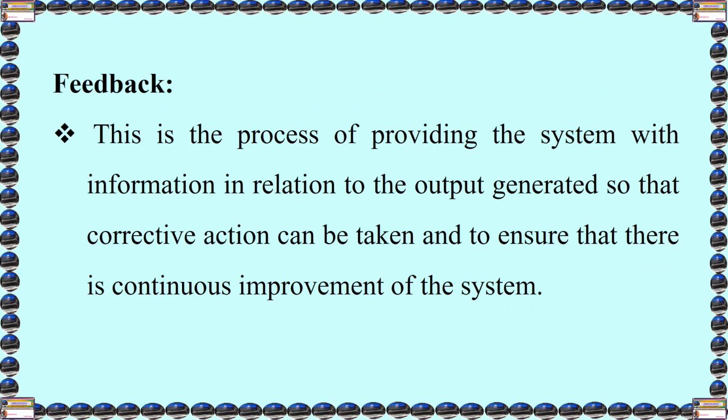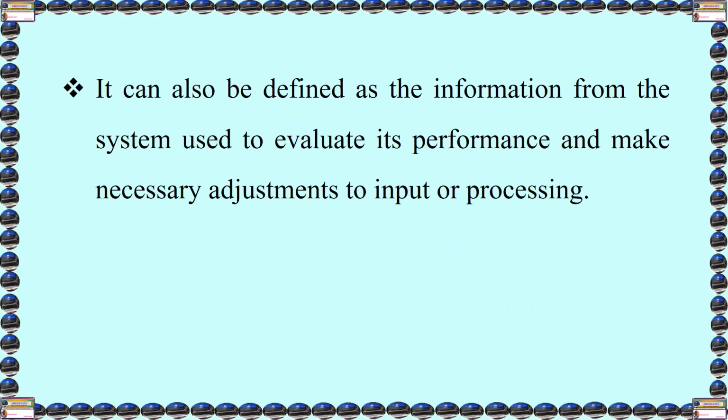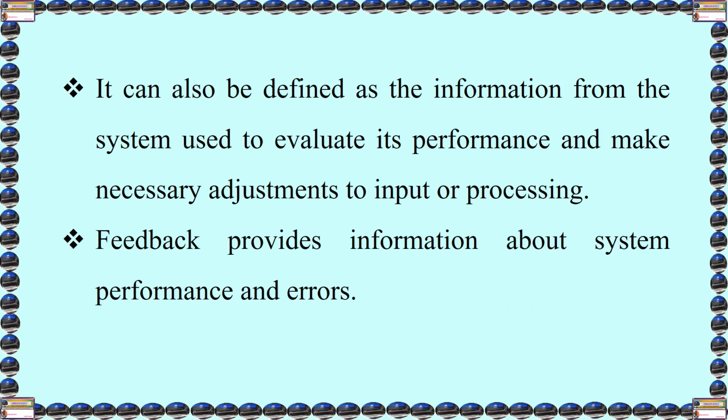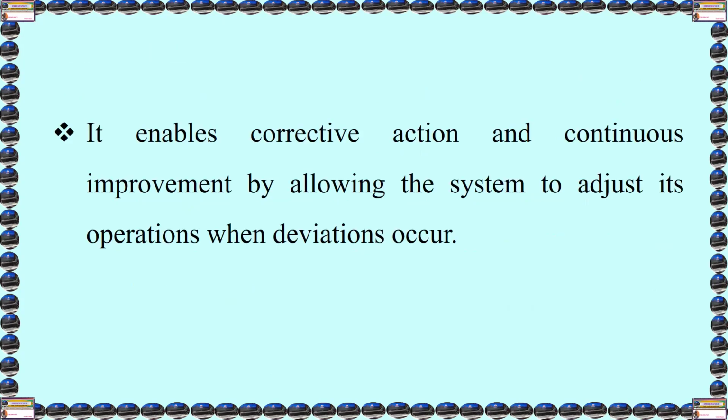What about the feedback? This is the process of providing the system with information in relation to the output generated so that corrective action can be taken and to ensure that there is continuous improvement of the system. It can also be defined as the information from the system used to evaluate its performance and make necessary adjustments to input or processing. The feedback provides information about system performance and errors. It enables corrective action and continuous improvement by allowing the system to adjust its operations when deviations occur.